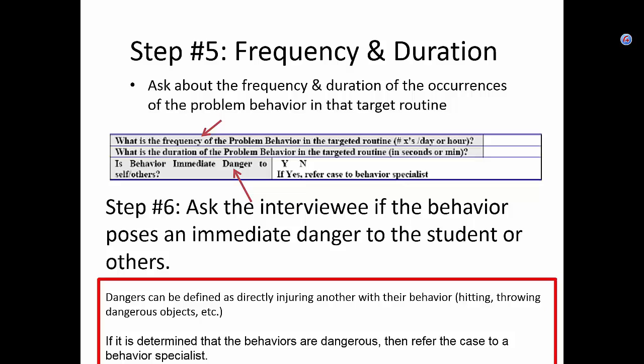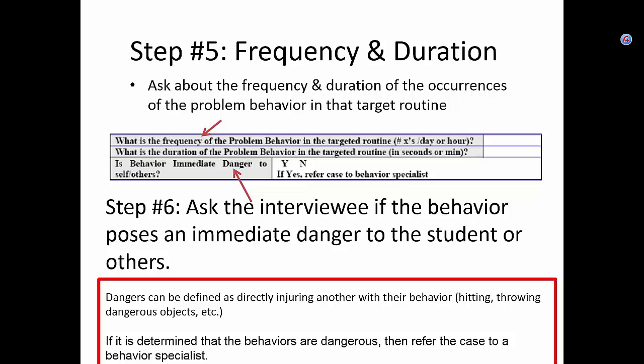So you can see at the very bottom of the form, there are three fields. After you define the problem behavior itself in observable and measurable terms, it's also nice to get a sense of the frequency and duration of the behavior. This can provide a nice baseline to use to compare if your interventions are making a difference or not. But it's also nice before you go into your observations so you know what to anticipate in terms of the behavior.